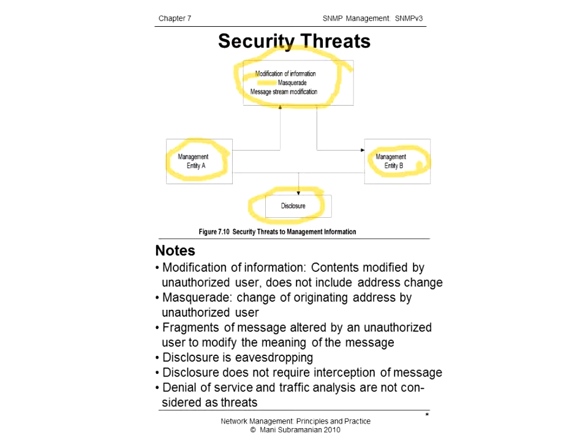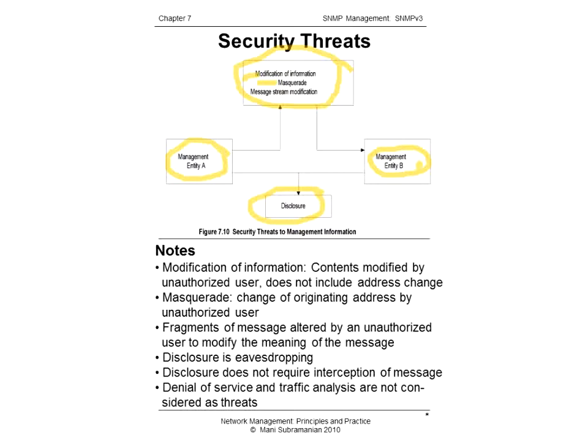Then next we have masquerade. This is when an unauthorized user sends information to another, assuming the identity of an authorized user. This can be done by changing the originating address. Using masquerade and modification of information, an unauthorized user can perform operations on a management entity which he or she is not permitted to do. The SNMP set operation should be protected against this attack.